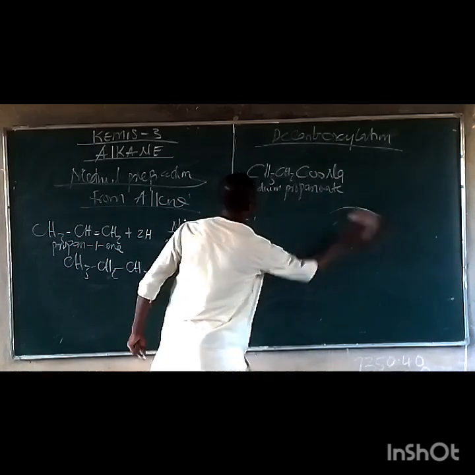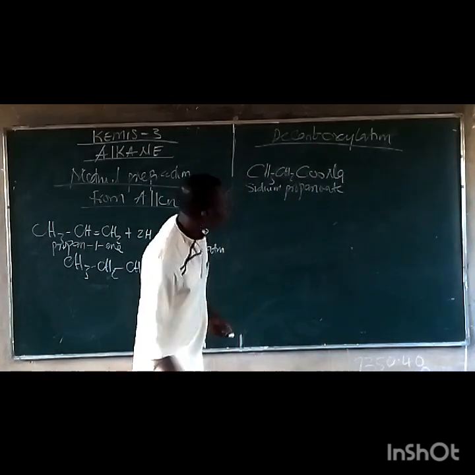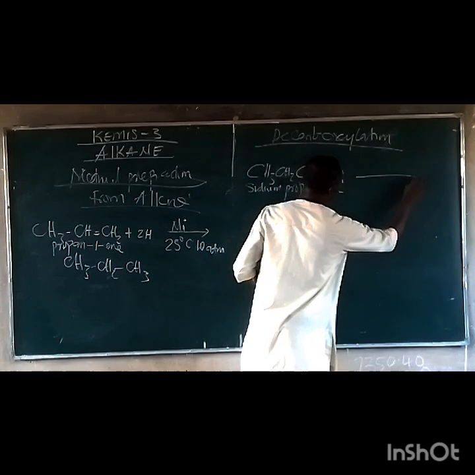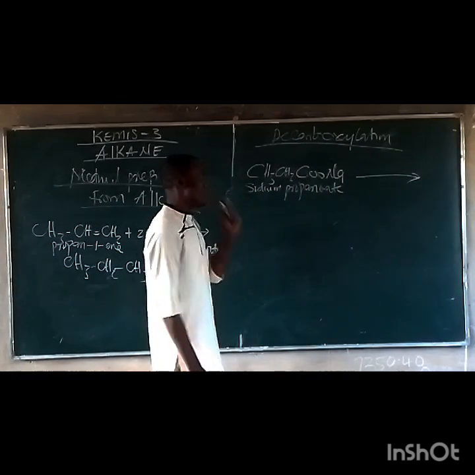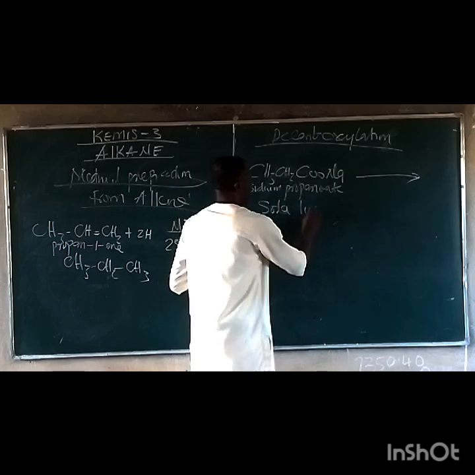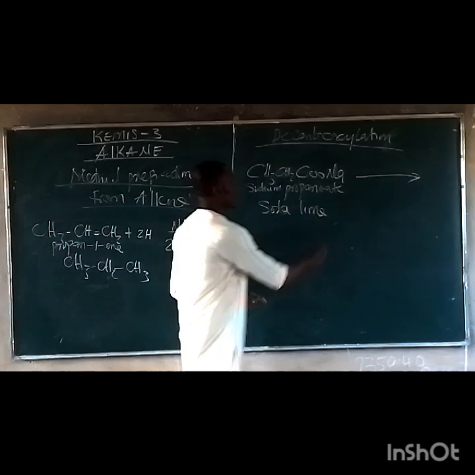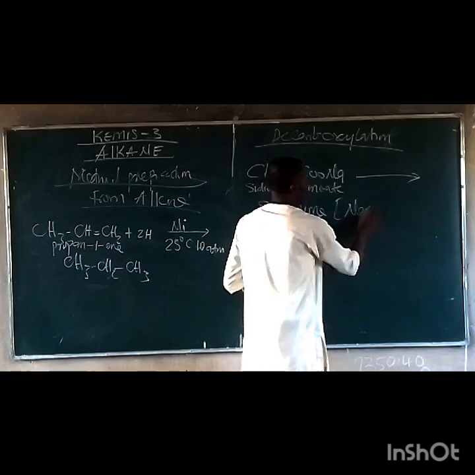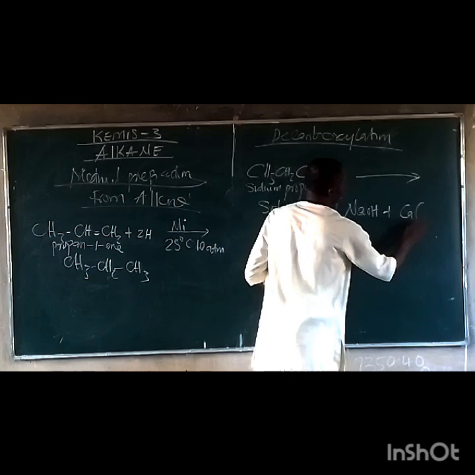Okay, all right. Now, all of that. What is the reagent to be used? That's another thing to ask ourselves. Now, the reagent to be used is soda lime. Now, the soda lime is a combination of sodium hydroxide plus calcium hydroxide.